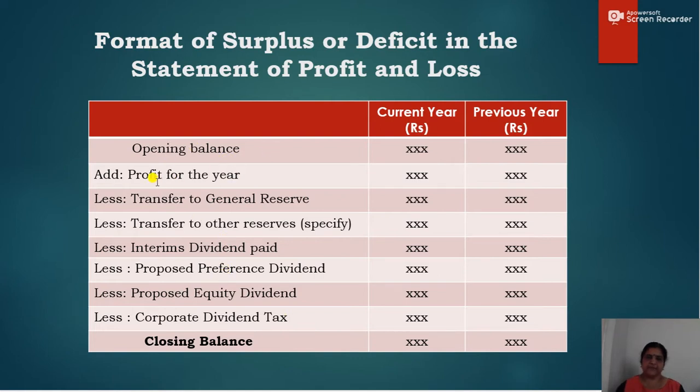This is the format: opening balance, with that net profit for the year added. Then we will deduct various appropriations like transfer to general reserve, transfer to other reserves, interim dividend paid, proposed preference dividend, proposed equity dividend, and also the corporate dividend tax. Then you will get the closing balance, that is closing surplus or deficit in the statement of profit and loss.